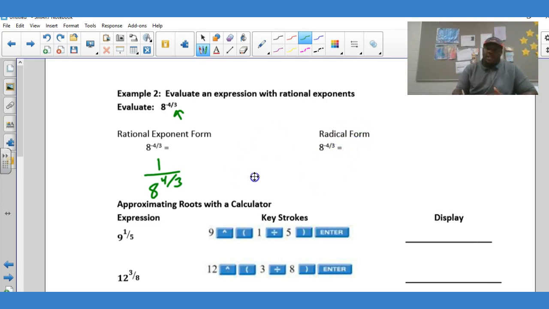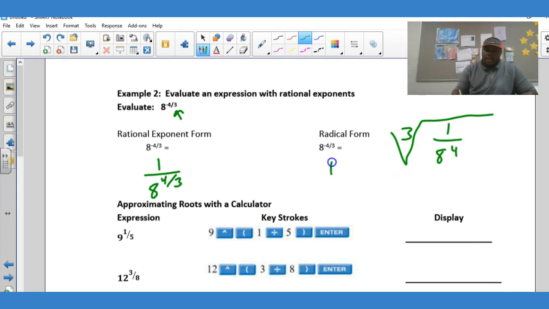Now this is what I was doing a second ago. In radical form, you're going to have, remember, the 3 is your index, and then you have 1 over 8 to the 4th power. All right, you can do it like that, okay?